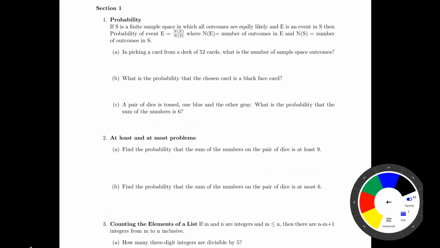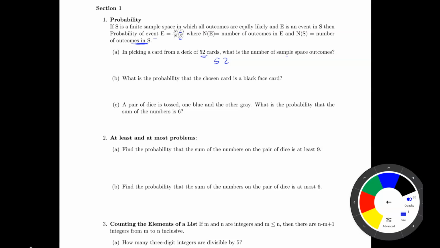All right, probability. Probability is always going to be the probability of an event is the number of the event happening over the total number in the sample space. The sample space is the number of outcomes that are possible. So let's just look at some really basic examples. If I've got a deck of 52 cards, the number of sample space outcomes is 52, right? Because there's 52 different cards that I could choose.